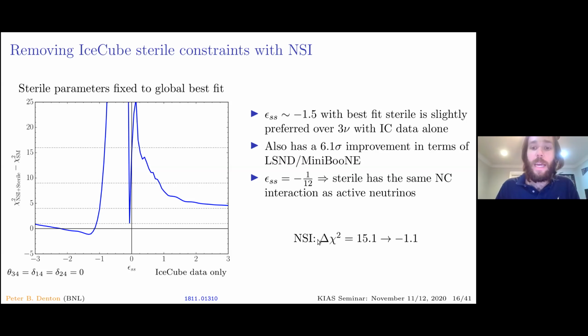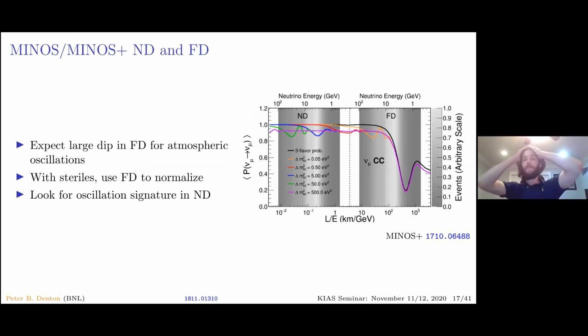So we see that the introduction of NSI compared to a sterile neutrino alone changes the delta chi-squared from 15 to -1. So it's 16 units of delta chi-squared improvement over a sterile neutrino scenario. So I think that's pretty great. All right, so that's one of the main constraints, and we've crossed that off the list.